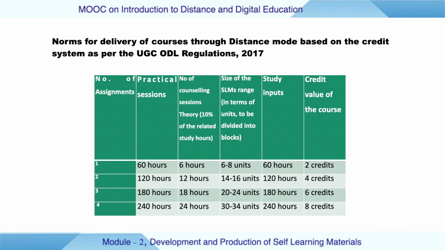Finally, when the credit value of the course is of 8 credits, study inputs will be 240 hours, while the size of the SLM's range would be between 30 to 34 units, while the number of counseling sessions, again which would constitute 10% of the related study hours, would be 24 hours of study, while the practical sessions will be of 240 hours, and the number of assignments will be 4.